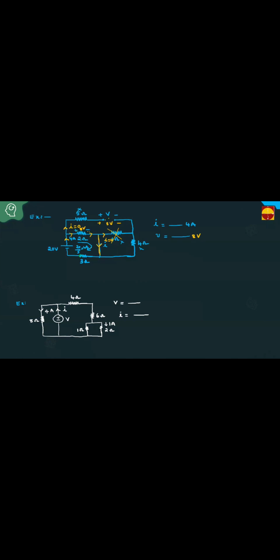Plus minus. This voltage equal to this voltage. Here there is no drop. If you want, you have to apply KVL, you can get 8 volts. Clear? The current equal to 4 amperes and voltage equal to 8 volts.